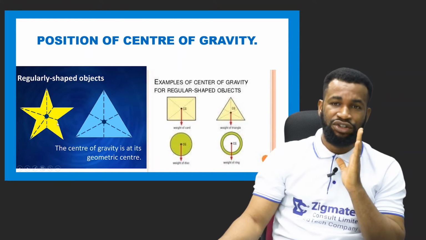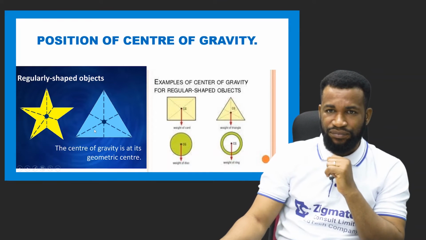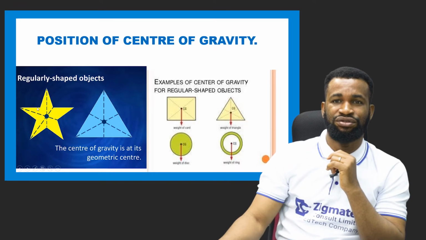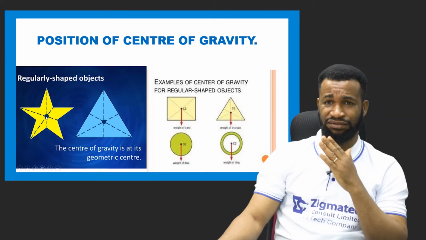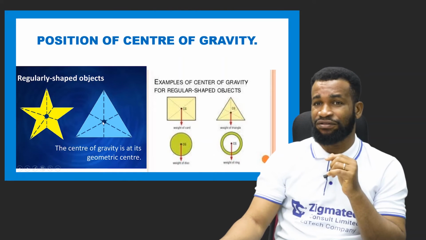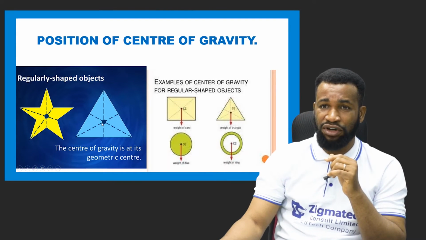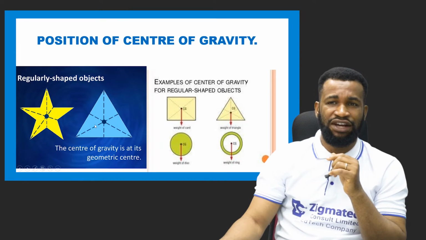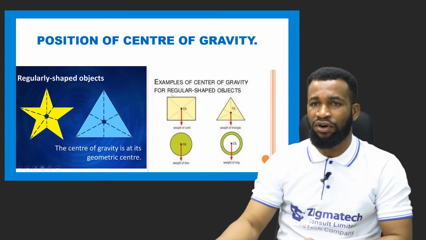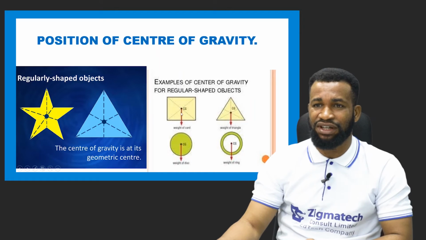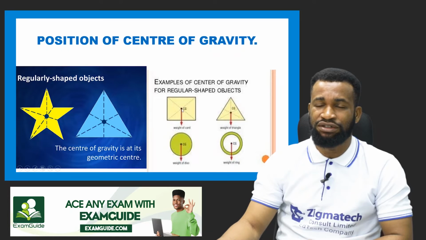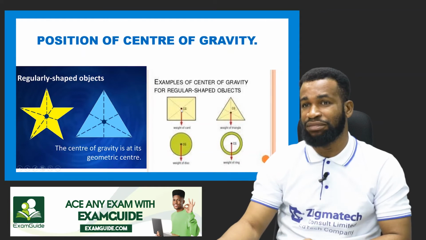So you have to memorize this. You know, at the center of a star, 1, 2, 3, 4, 5, the center of gravity is at the middle. For an equilateral triangle, the center of gravity is also at the middle, the point where the lines of symmetry meet. Now, coming to another one, for other regularly shaped bodies like this one, a square, the center of gravity is also at the point where the lines of symmetry or the diagonals meet.